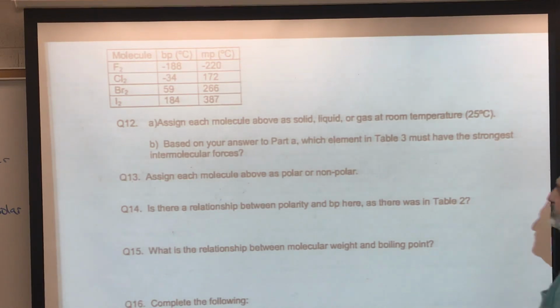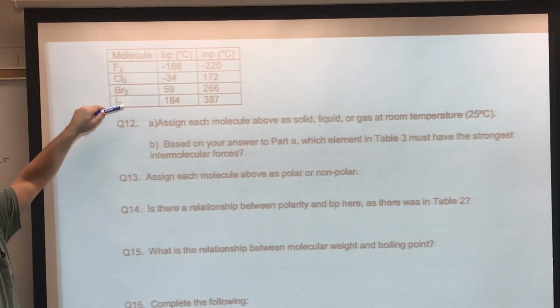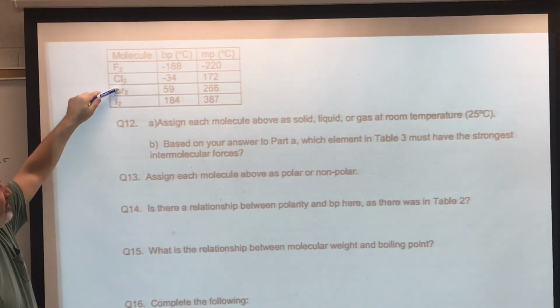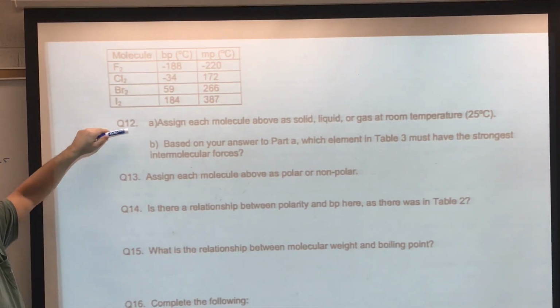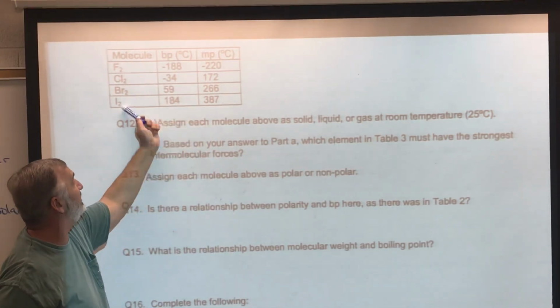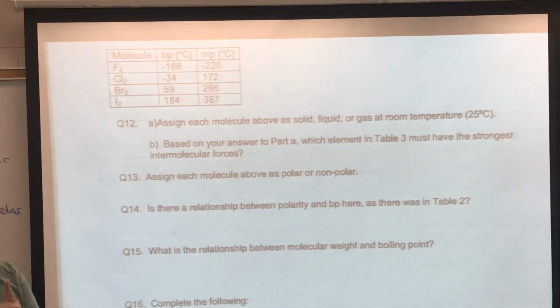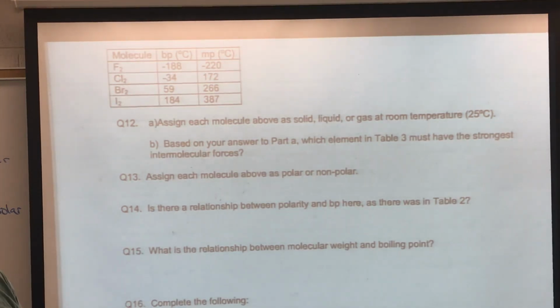So, all of these are halogens bonding to themselves. They're all going to be nonpolar. Now, again, we know the strongest intermolecular forces is going to be I2. Since they're all nonpolar, the only type of attractive force is, scream it in your bedroom, scream it wherever you're watching this: nonpolar molecules, only type of IMF, London forces.